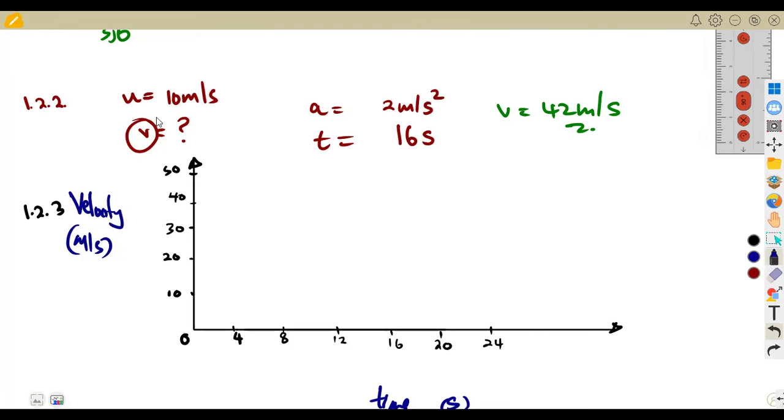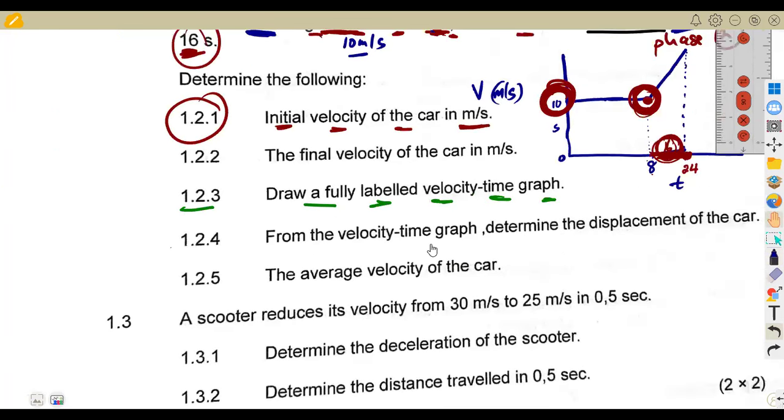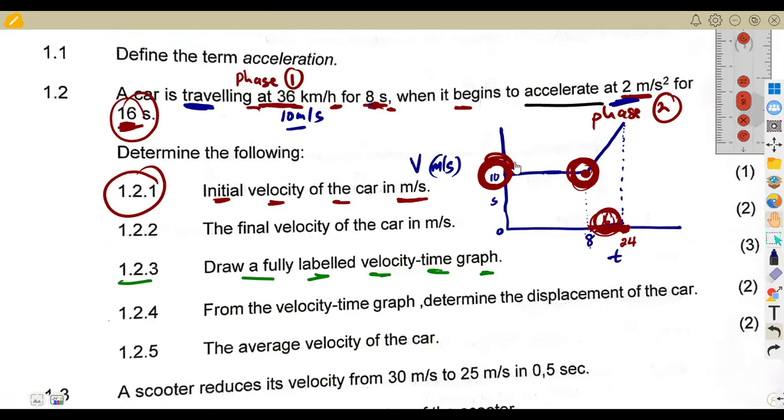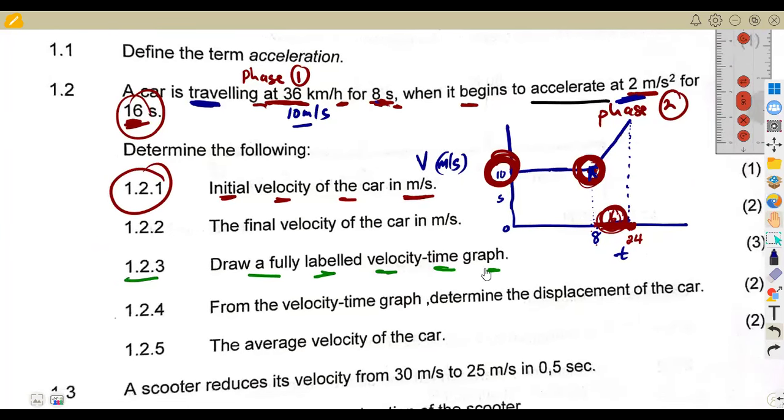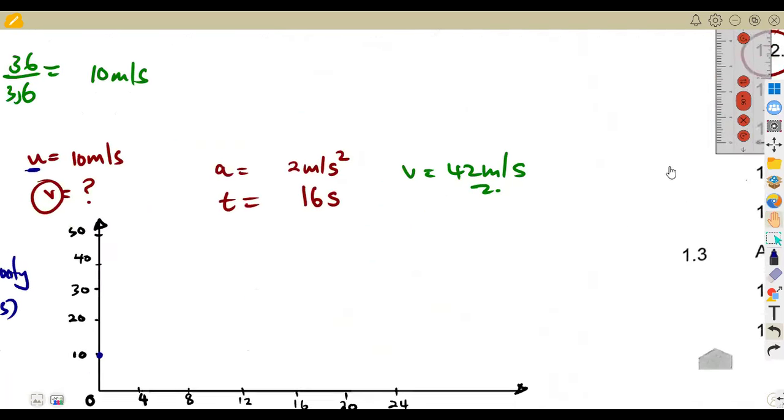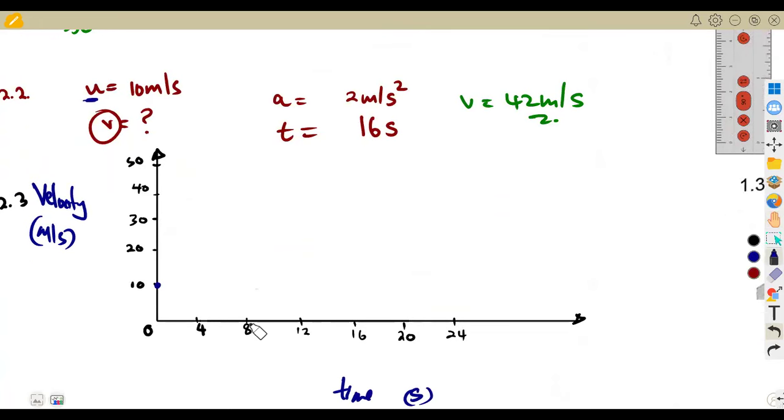What is important is that we are moving at the initial velocity of 10, and this is going up to 8 seconds. Remember, it covered this for 8 seconds. This is what we have here. The 10 meters per second was covered for 8 seconds. So in the time frame of 8 seconds, 8 must correspond with 10. So that's the first thing that we need here. This 8 on time must correspond with the velocity of 10.